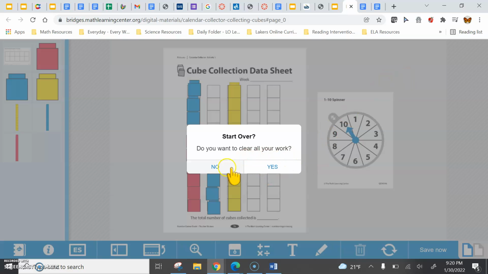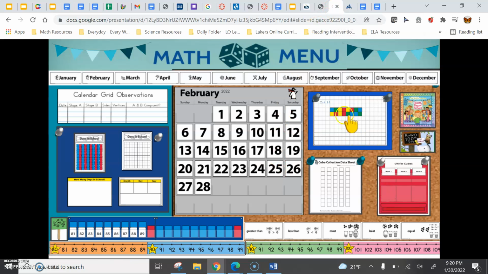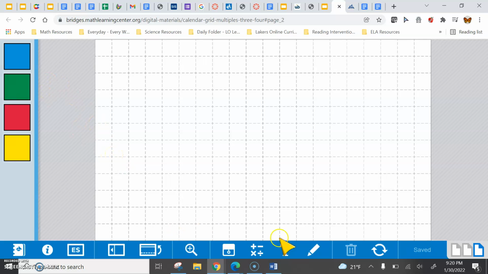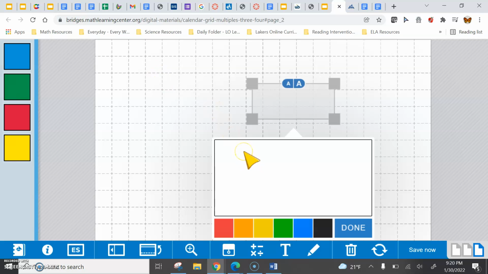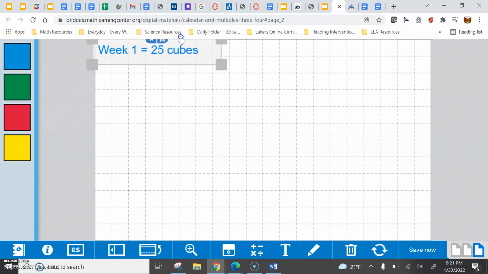And what I am going to do is keep track of this on this chart to remind us that week 1, we had 25 cubes that we collected. And each week, we'll just keep track of how many cubes we've collected on our chart. So week 1, we have 25 cubes.